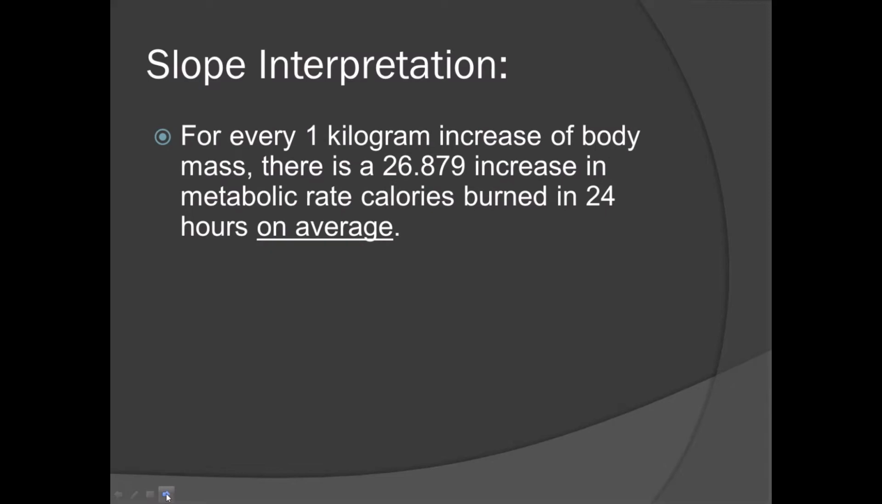Okay, interpreting slope. We did do this, all right? So we'll probably go into this next, but all you got to do is take your slope and put it over 1. And so you have your change in y per unit change in x. So for every 1 kilogram increase of body mass, there is a 26.879 increase in metabolic rate, calories burned in 24 hours on average.